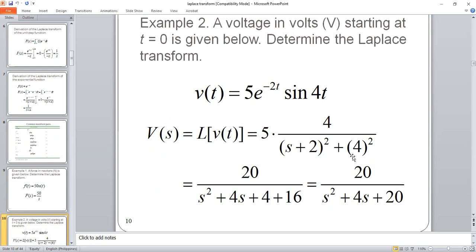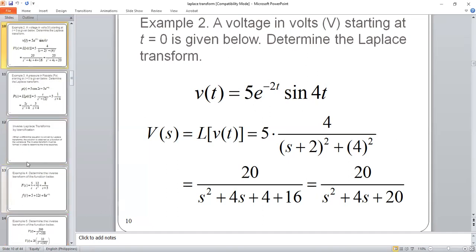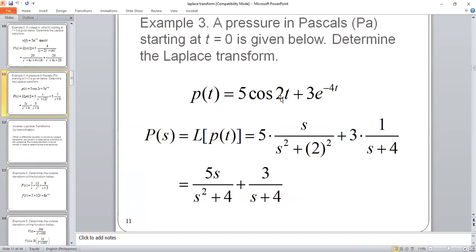So this is our denominator now. The rest is your algebra after you have simplified your denominator. So don't forget to multiply your answer here in your Laplace transformation by this constant 5. Okay, now we also have this one for the cosine and the exponential function.